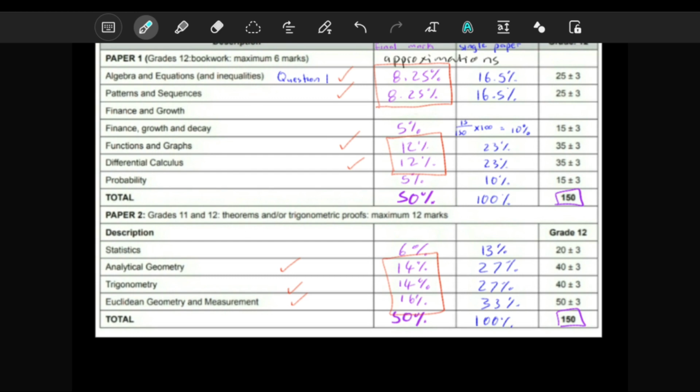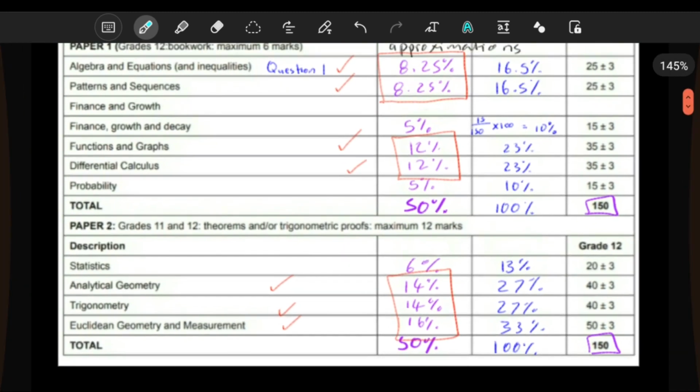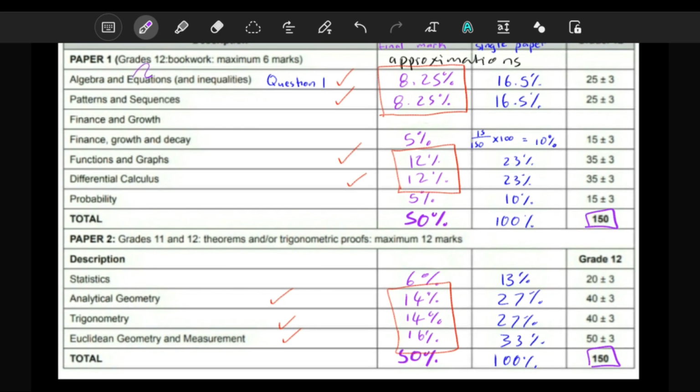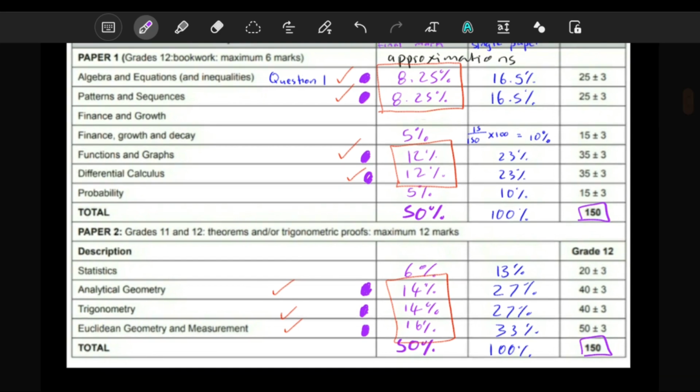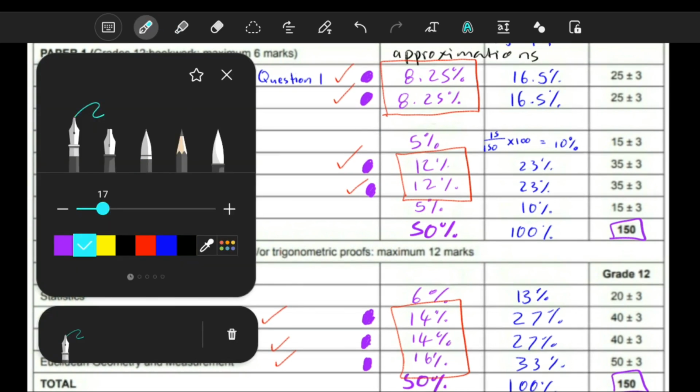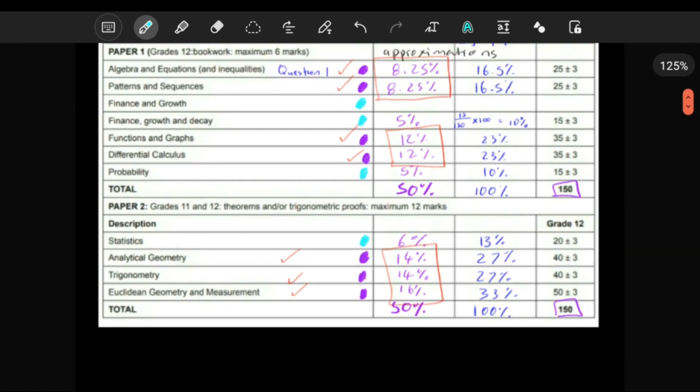So the idea is, these 11 things, you're not going to spend exactly the same amount of time on them for everything. So what I can safely say is, you firstly want to highlight the important ones. The important ones, as we already have pointed out here, are algebra, number patterns or sequence series, functions and graphs, differential calculus, analytical geometry, trigonometry, and Euclidean. Those are the first ones that you mainly want to focus on. The rest, they are important, yes, but you're obviously going to spend less time on them.